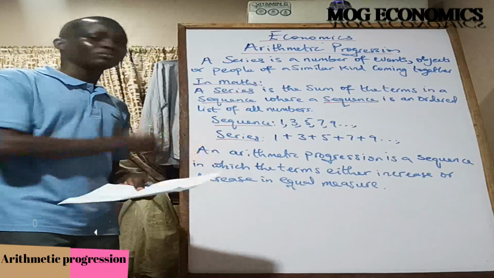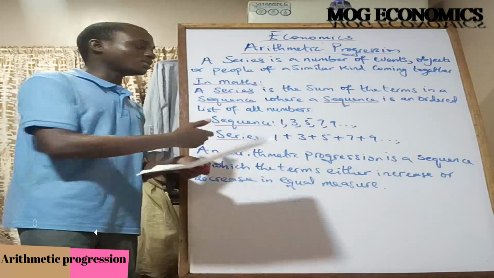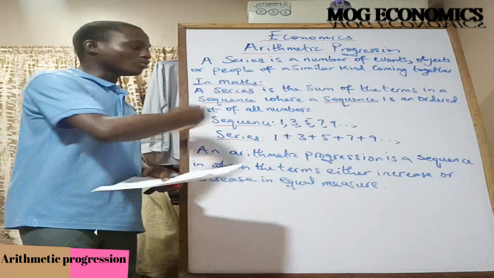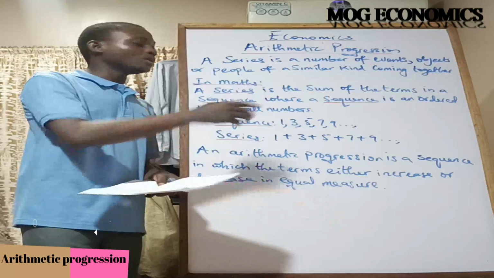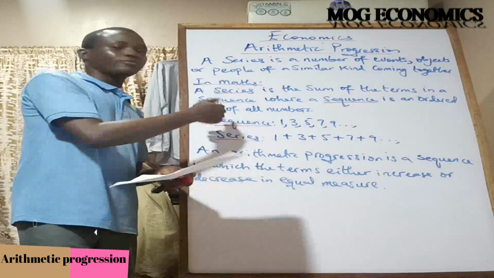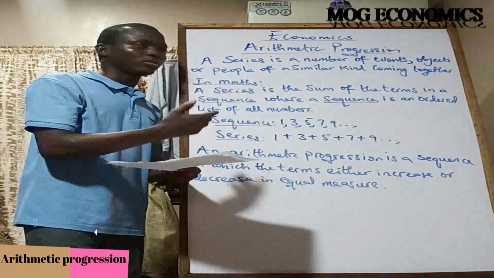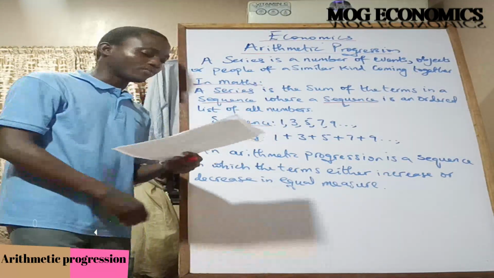So we have examples here. For a sequence, 1, 3, 5, 7, 9. So this is a sequence of odd numbers, right? It goes on, you have ellipses, it goes on continually. Then a series is now the addition of this odd number sequence. So 1 plus 3 plus 5 plus 7 plus 9 and so on.